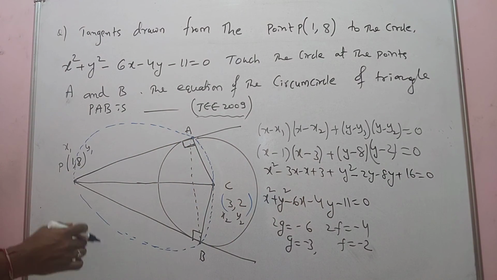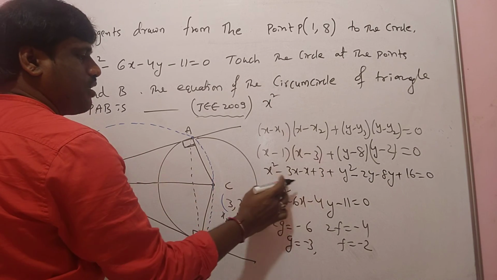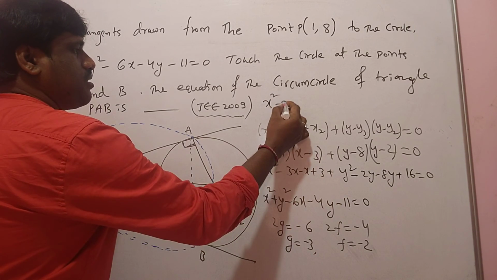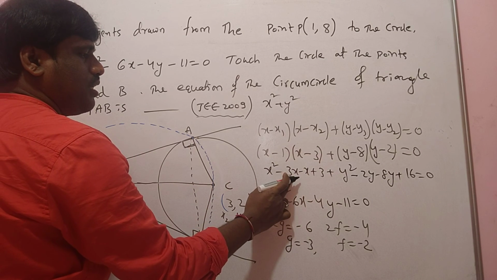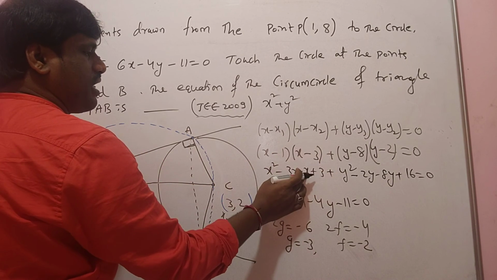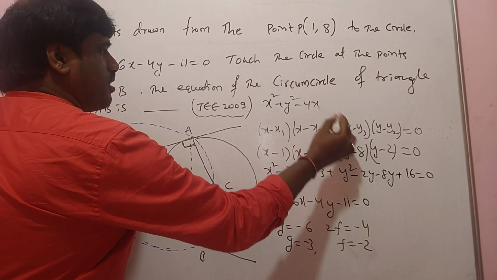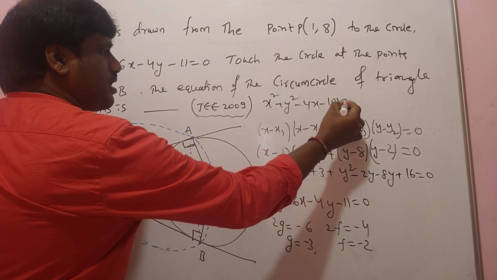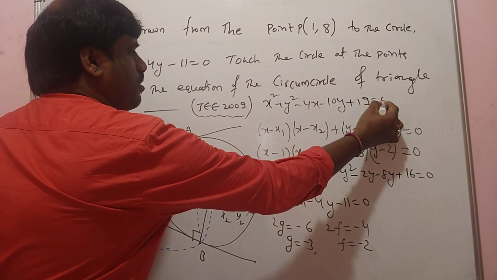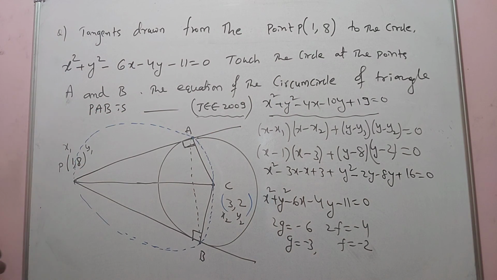Finally, I get the equation of the circle: x² + y² − 4x − 10y + 19 = 0, since here you have −3x and −x, that is −4x, and −2y and −8y, that is −10y, and +3 +16, that is +19. This is the required answer for this question.